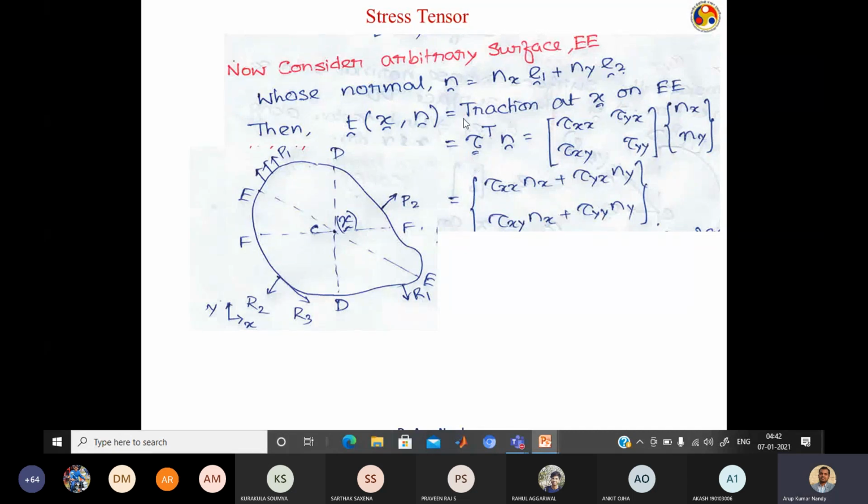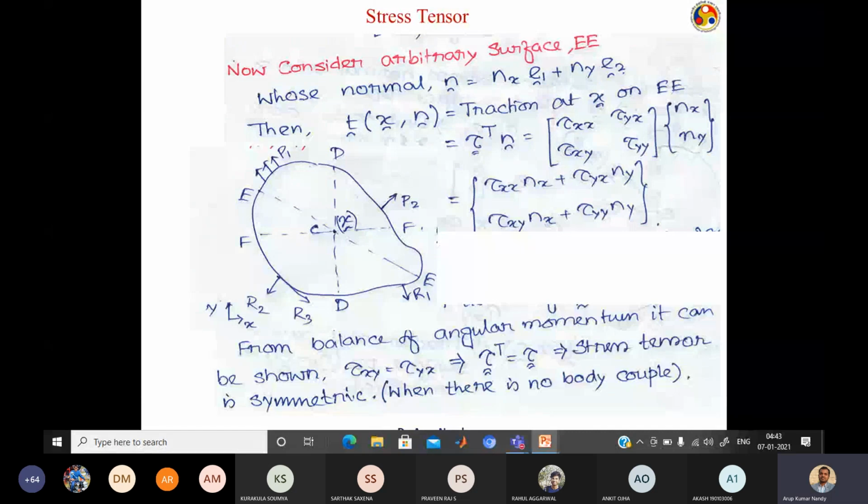So this T equal to tau transpose n is your general formula for getting the traction vector on a surface whose normal is n. Now, from balance of angular momentum, it can be shown that tau xy is equal to tau yx if there is no body couple. Now, what is this body couple?